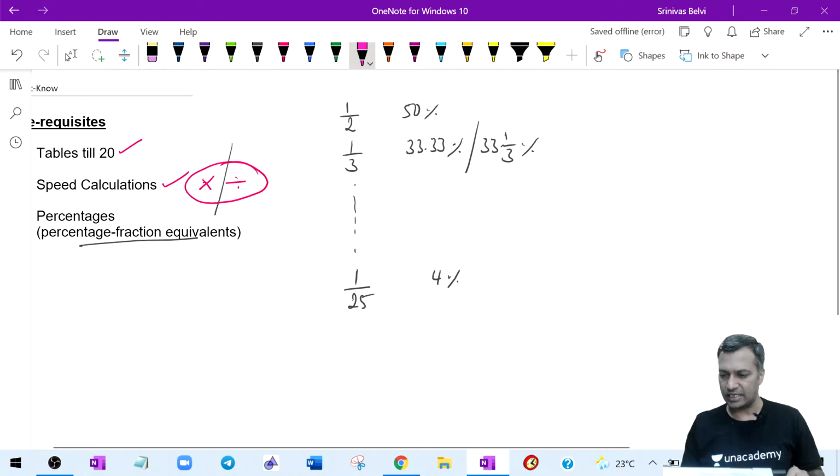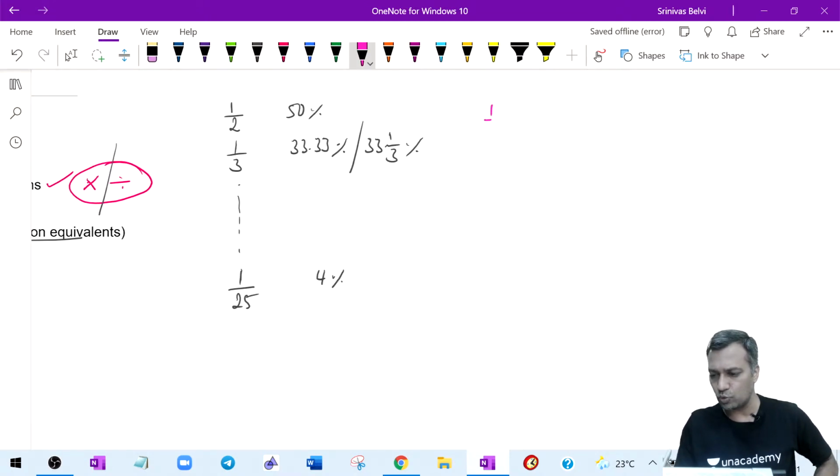In addition to that, you may have to know the other chart, up to 1 by 12, in this fashion. 1 by 2 is 50%, then you will learn 1 by 3, then 2 by 3. 3 by 3 is 100%. This is 33.33%. This is 66.66%.